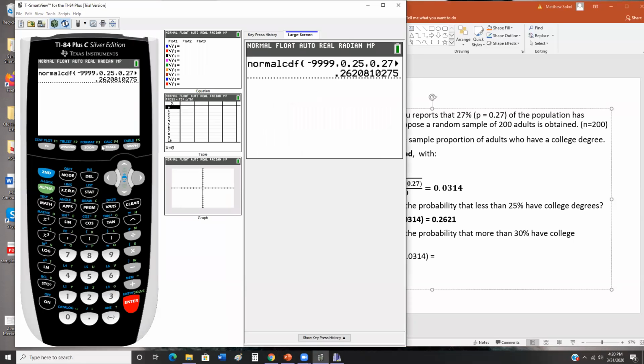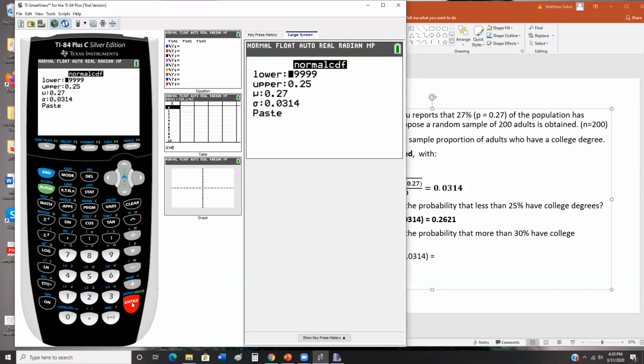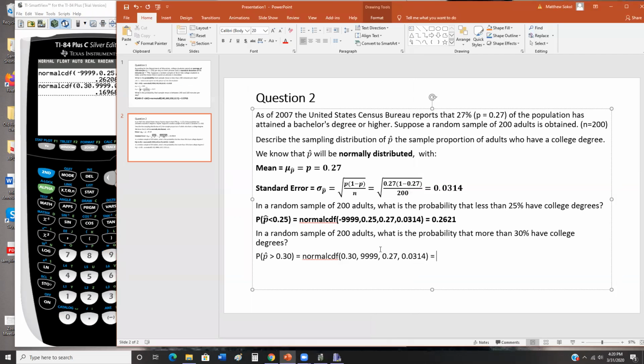So going back, here it's going to be second function distribution, always normal CDF, always. Here I want it to start at 0.30 because I want to be greater than 30%. I'm going to go up to something ridiculous like that. The mean and standard error don't change, so that's good. Just like I put on the problem down here, this is 0.1697 when I round it. And that right there is our answer that we're looking for.